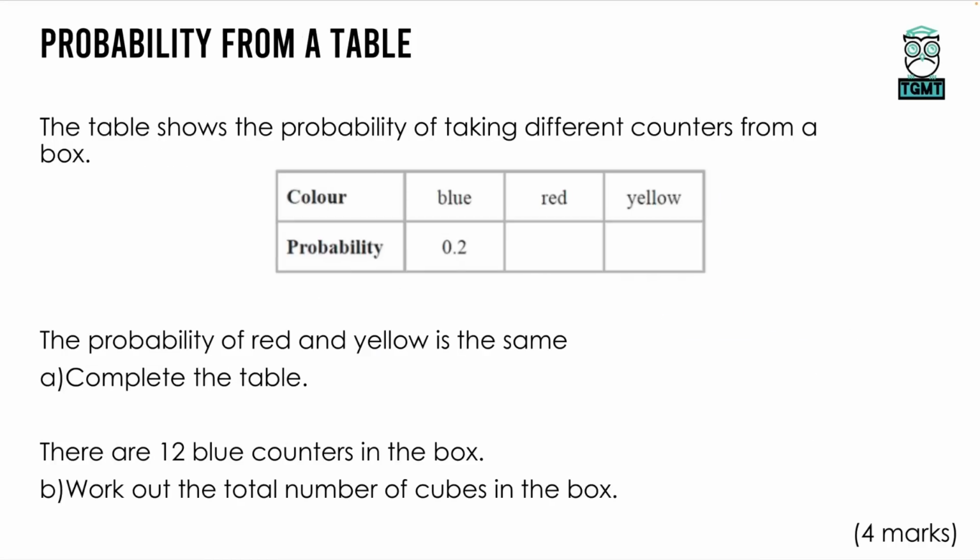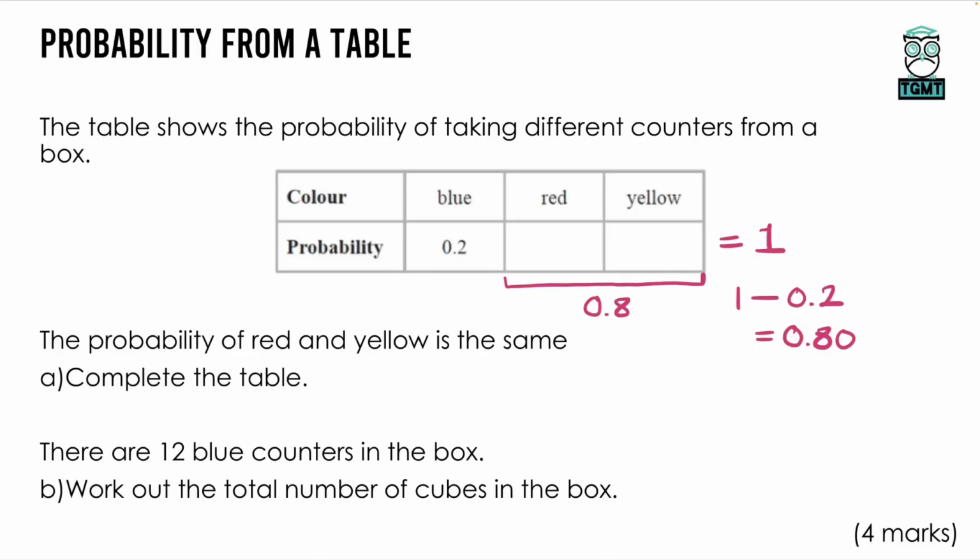Okay, probability from a table. So when we are looking at probability within a table, we need to know that all of these add up to 1. As long as we know that, the rest is okay. This one does have a nice aspect to it, but we are missing 2. But it says the probability of red and yellow is the same. Complete the table. So really the first step is to write down what's left. So 1 take away the 0.2 that's in the table leaves us with 0.8. Or you could write that as 0.80, as it might make it easier in a second to divide that by 2. So these 2 have to add up to 0.8.